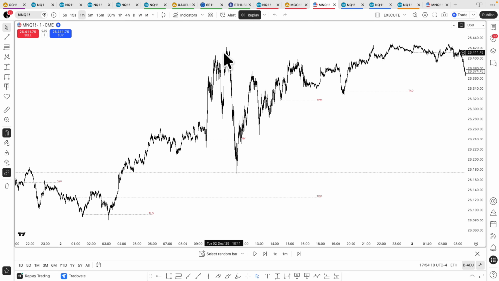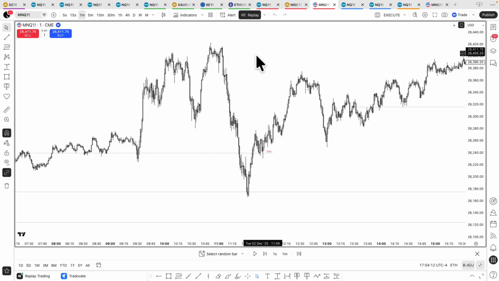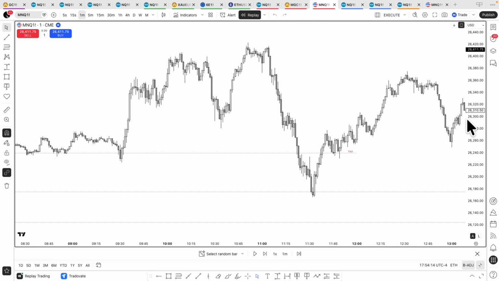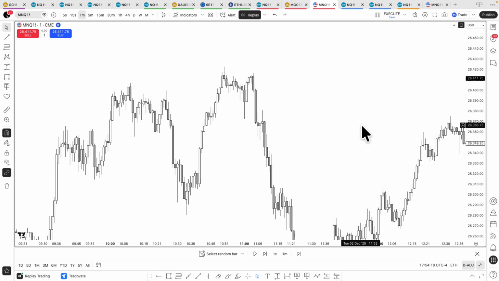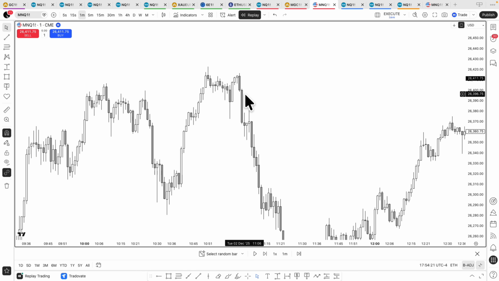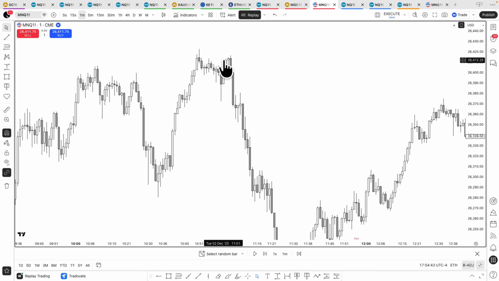So paying attention to price action right here, we have the Inception model. Now, we're not looking at the other correlated assets. I'm not looking at ES, I'm not looking at YM, but I can tell that this is a point of inception in terms of there is a cracking correlation that forms here.